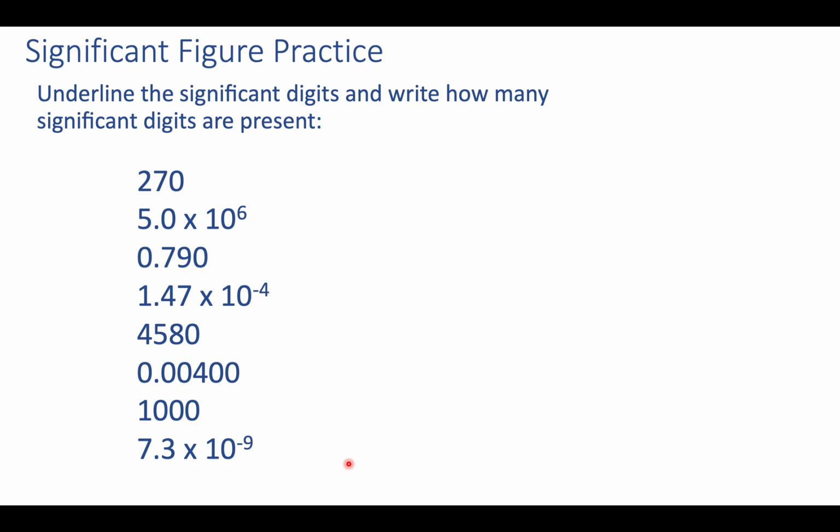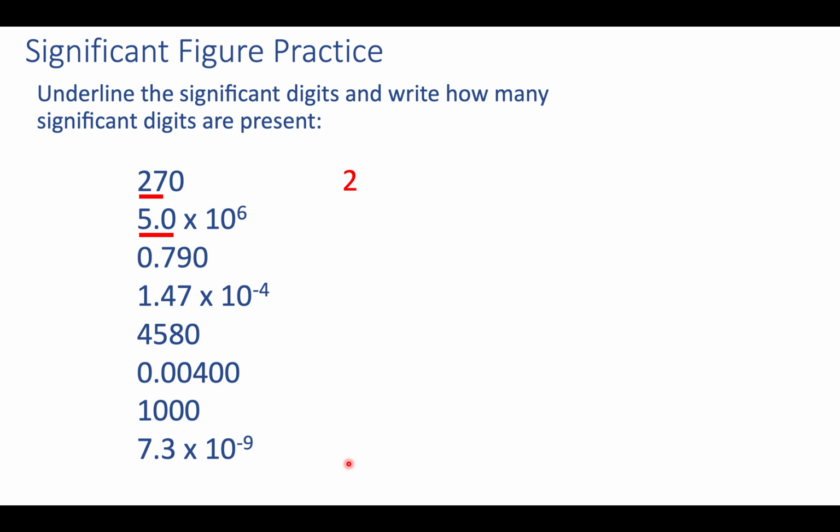So for our first example, we have 270. The 2 and the 7 are both significant digits because they're both non-zero numbers. And that 0 is not significant because it's a trailing 0 with no decimal point. So we say that this number has 2 significant figures. In our second example, we have 5.0. So the 5 is a non-zero, that one is significant. And the 0 comes after the decimal point, which means that that 0 is also significant.